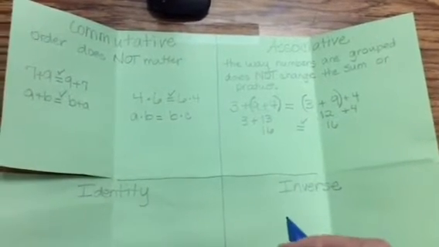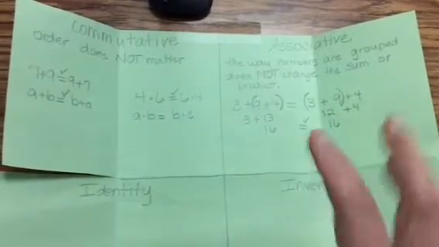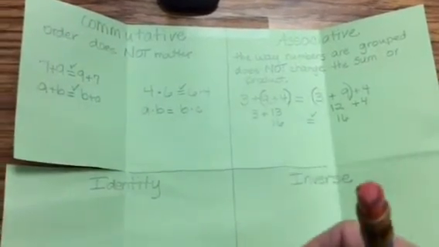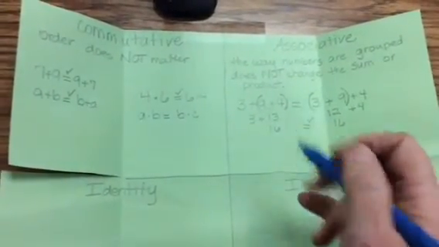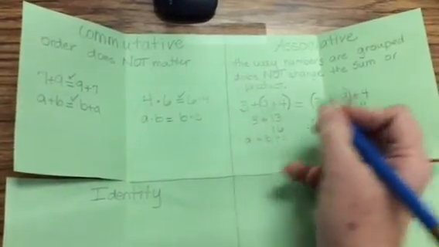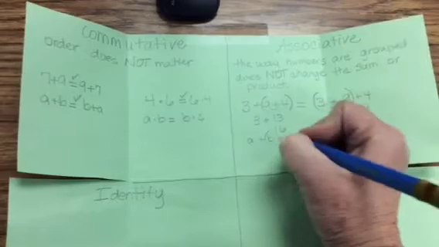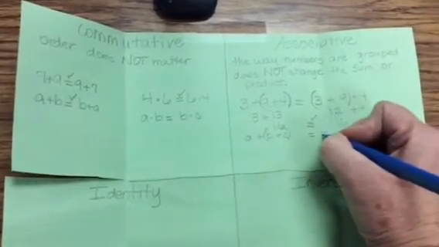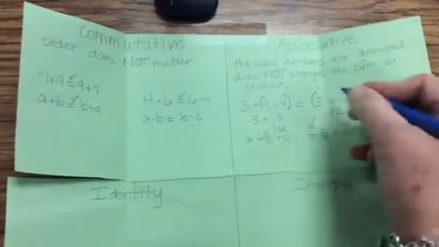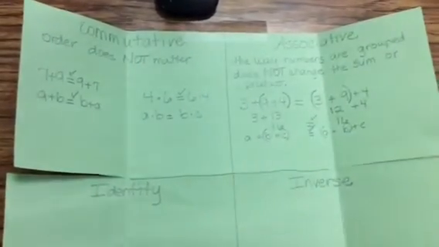Let's try it with multiplication. Well, let's talk about letters first. So if I have A plus B plus C, and I group B plus C, is that going to be the same thing as grouping the others? Yes, it will. And we proved that up there, so it will be the same.